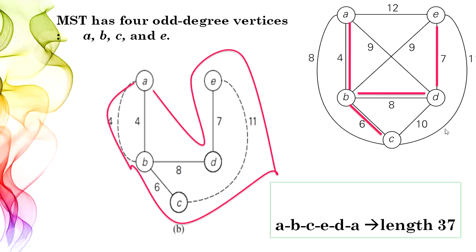So we finished the second step, that is we found that from this MST, A, B, C and E are the odd degree vertices. Next, you need to find the minimum weight matching. If you start from here, A to B, the weight is 4. This is the least one, so no problem, we can retain A to B. And from B to C, the weight is 6. Again we can retain B to C.